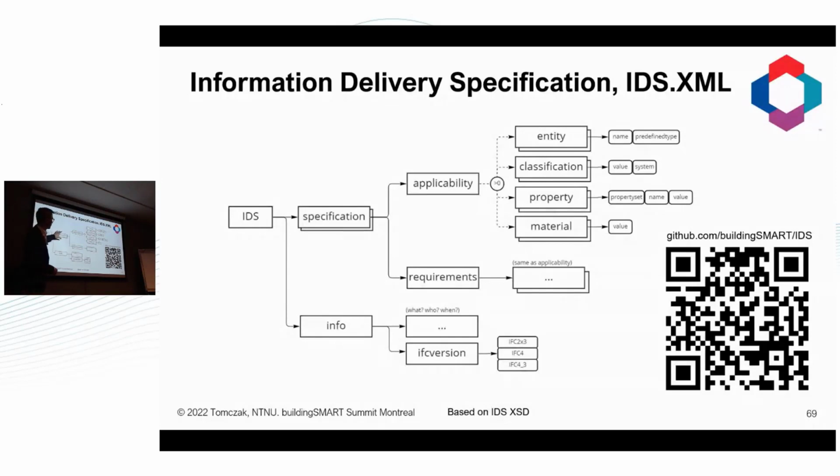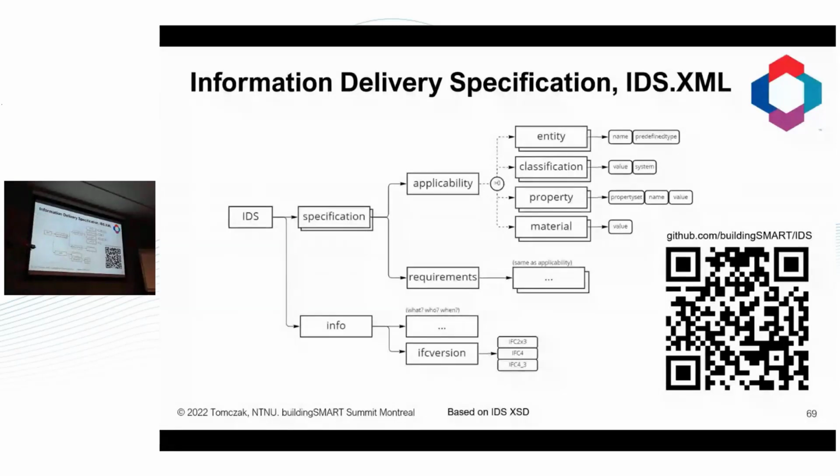And IDS consists of those specifications, where each specification needs to have an applicability, and also requirements. They both consist of the same sub-elements, which is we can ask for entity, classification, property, and material. So for example, we can say that all of the walls that have material timber should have this and this classification and property. Yeah, this is one simple example.